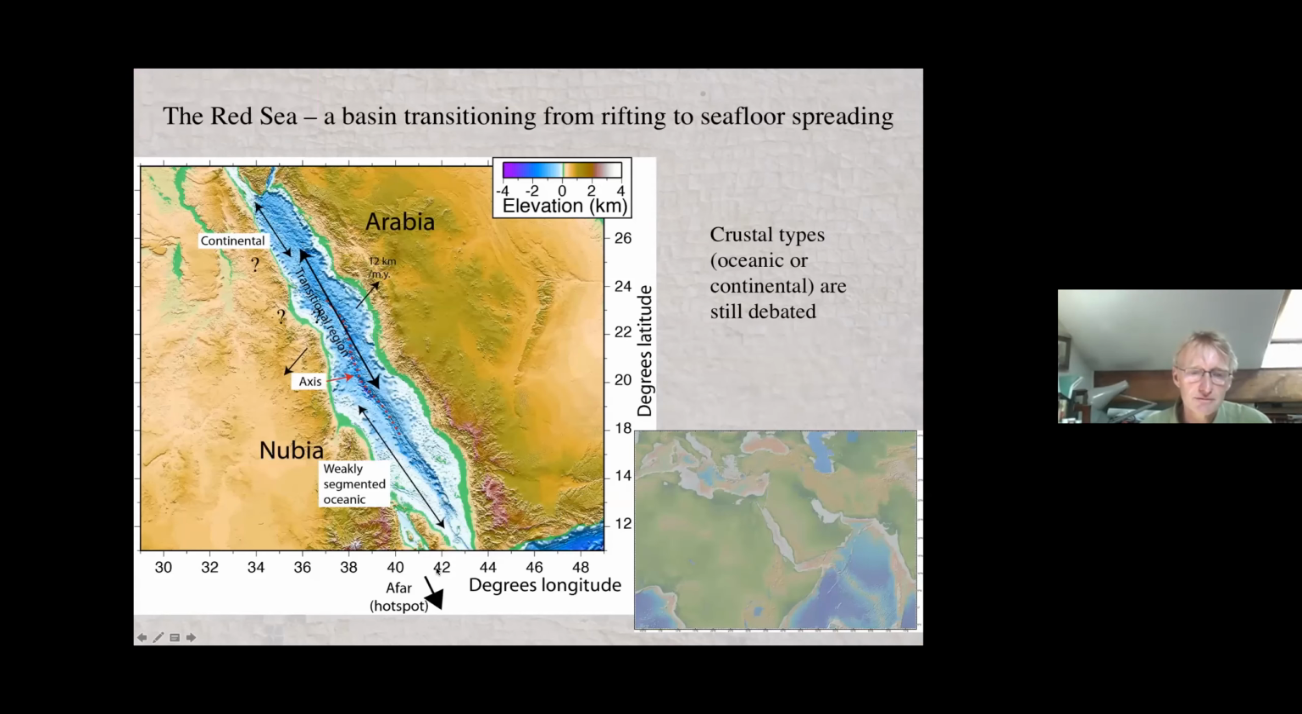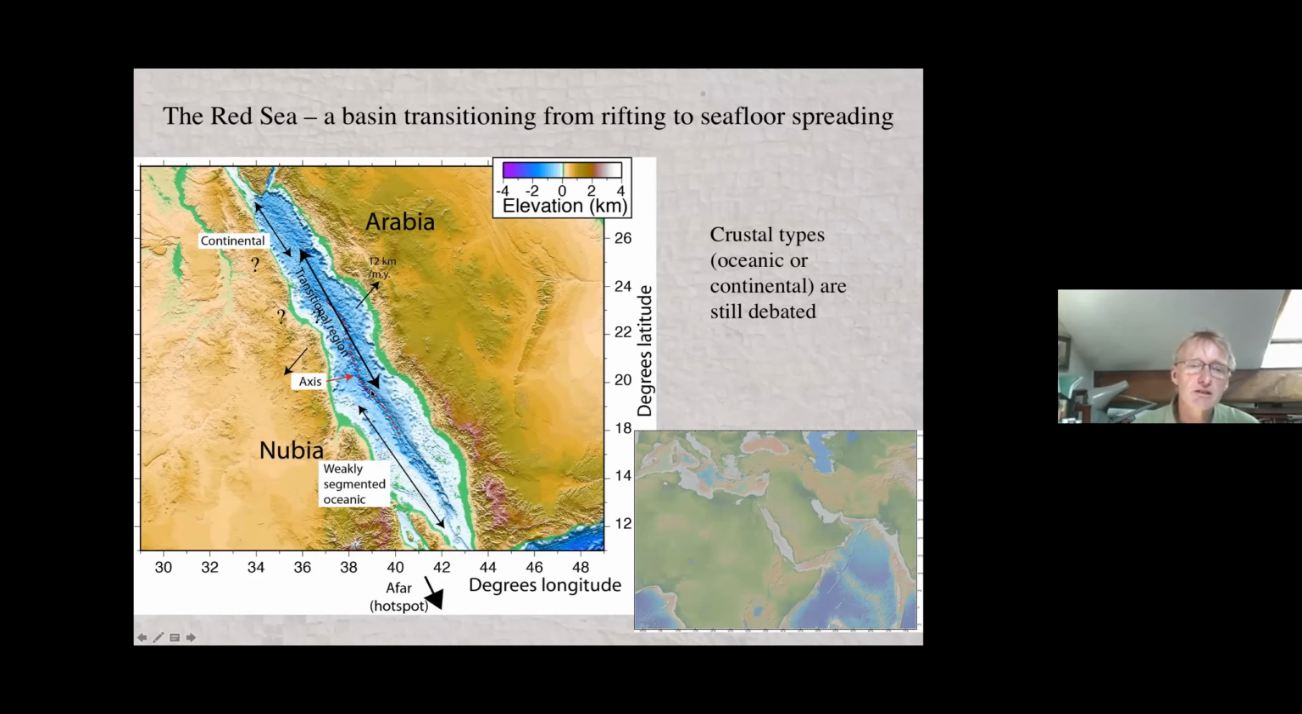So the Red Sea, I'm sure most people know where the Red Sea is, between Arabia and Africa. The Red Sea is interesting because of this pan-Arabian African shield that has split, and within that region there was a period of extension, and then seafloor spreading has started. However, the stage that we're at is still controversial. The data sets available haven't been perfect.